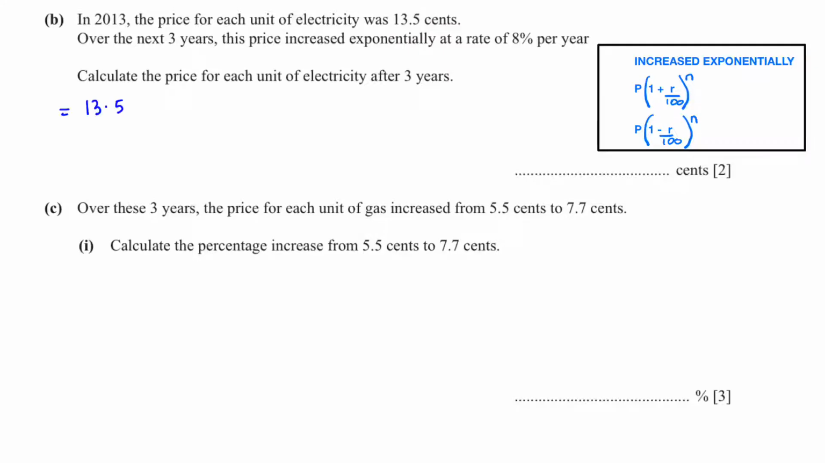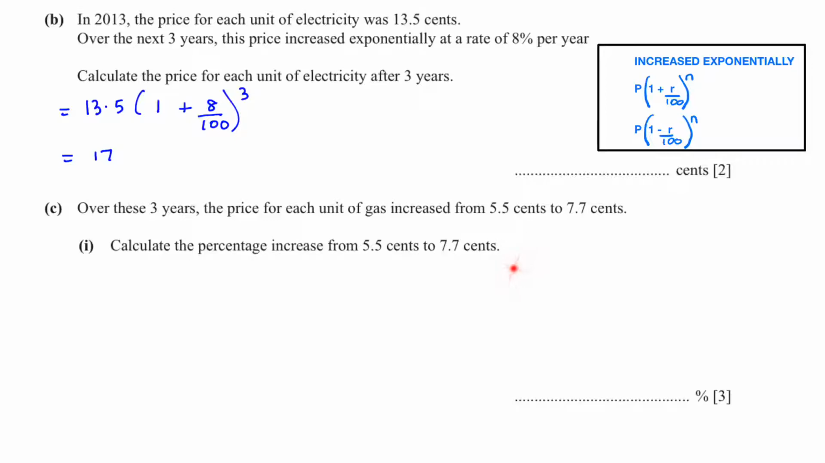So our starting price was 13.5 cents. That's our P. Bracket 1 plus rate. R is the rate, which is 8%, so 8 over 100. And N is the number of years, which is 3 years. Put it in the calculator and you will get 17. So that is the answer, 17 cents. Over these 3 years, the price for each unit of gas increased from 5.5 cents to 7.7 cents. Calculate the percentage increase from 5.5 to 7.7.